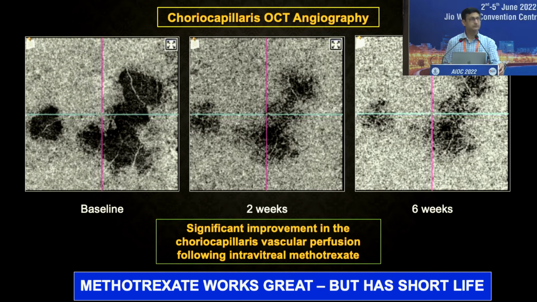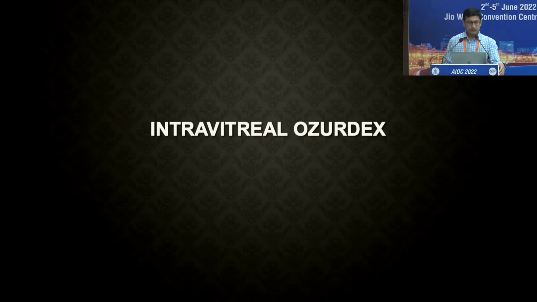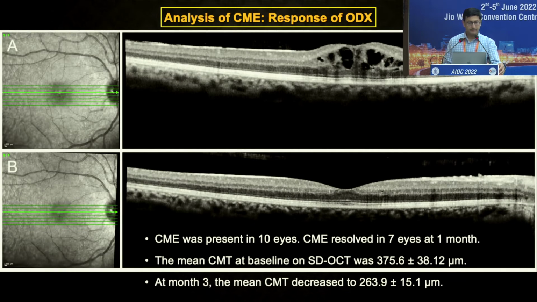The only problem with methotrexate that we have is it works for a short time. So intravitreal Ozurdex is one agent that could be used longer. And CME becomes an important indication for Ozurdex. So if you have a patient of, let's say, intermediate uveitis with cystoid macular edema, or if it's a posterior uveitis which is non-infective, you can go ahead with the Ozurdex implant.